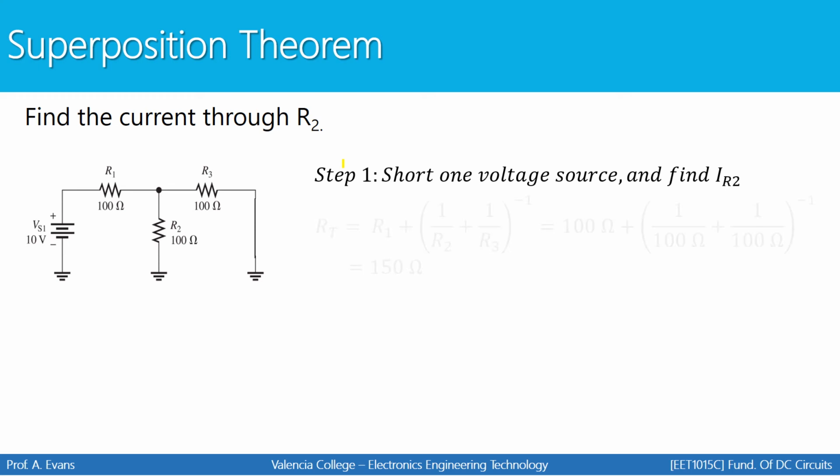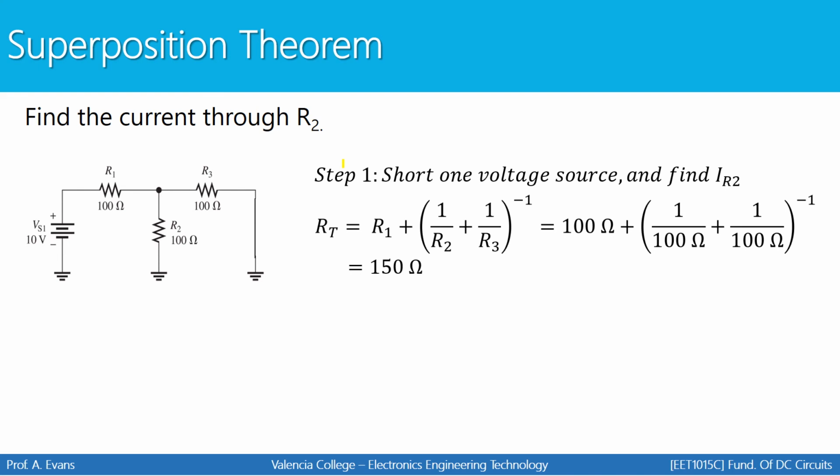In order to do that, I need to find the total resistance in the circuit. The total resistance in the circuit is going to be these 2 in parallel plus R1. Once I combine these two, they will be in series with R1. So I'm going to find the total resistance by combining these in parallel and adding R1 to it. That gives you a total resistance of 150 ohms in the circuit. Then I can go find the total current, which would be 10 volts divided by 150 ohms, giving me 66.67 milliamps.